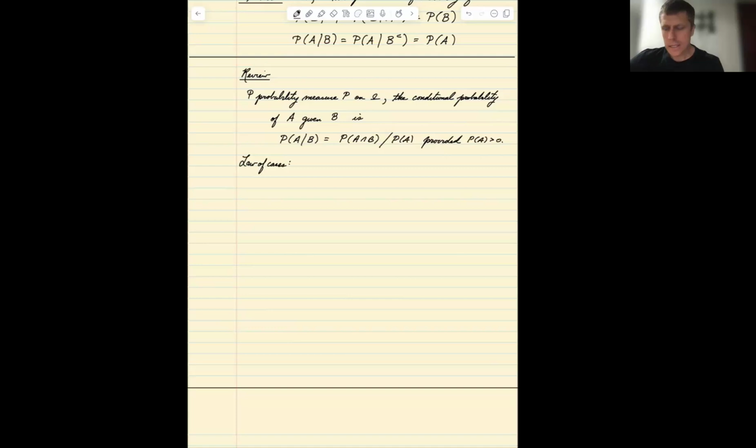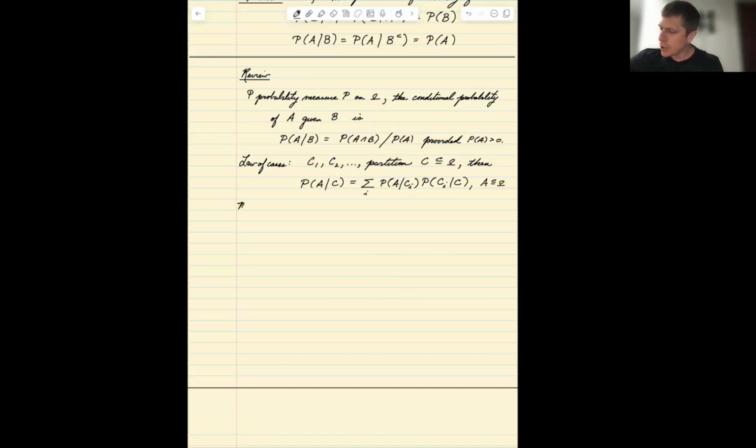We have the law of cases. So what is that? If C1, C2, and so on is a partition of some set C in omega, then the probability of A given C we can express by decomposing over each of the cases Ci: the probability of A given Ci times the probability of Ci given C, for each event.